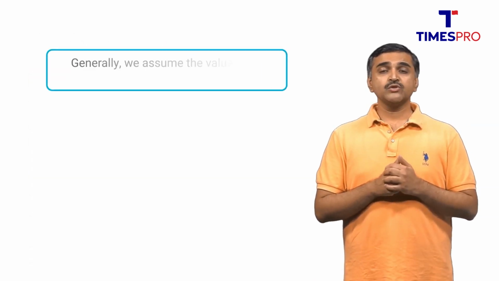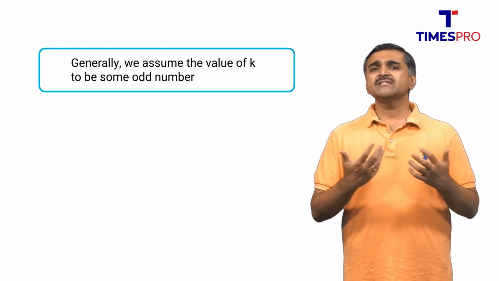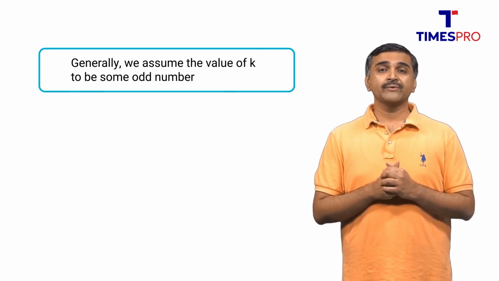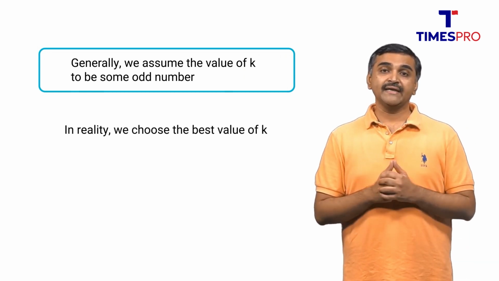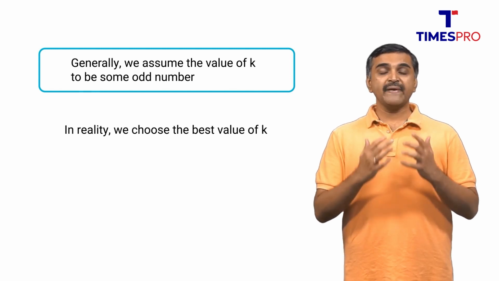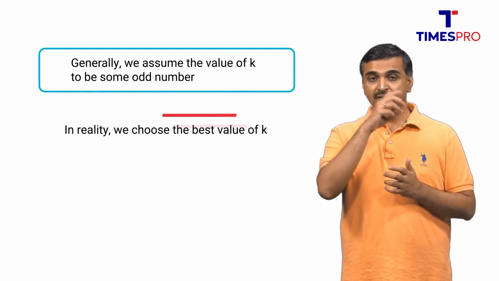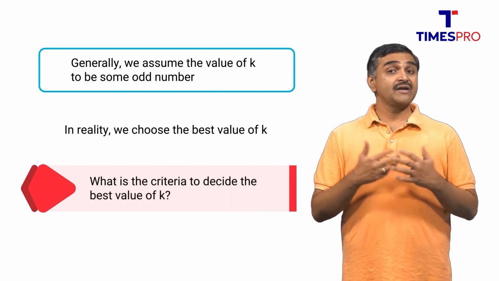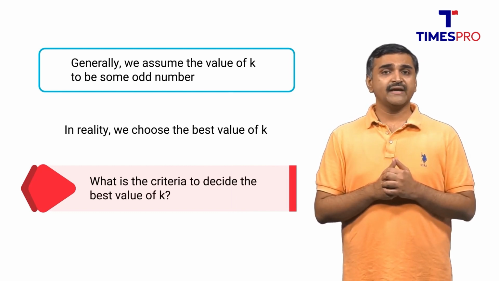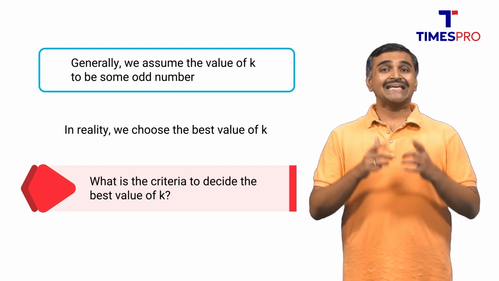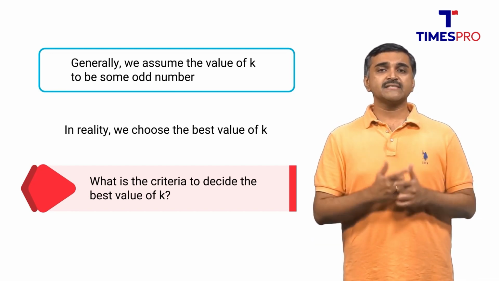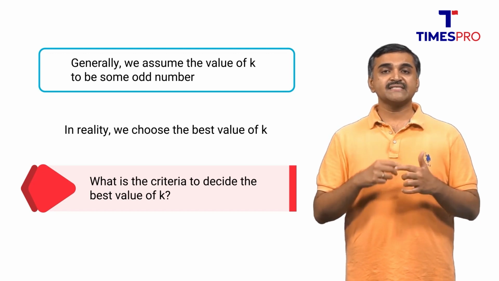Well, we assumed the value of k to be some odd number, but that's not what we are going to do in reality. We are going to choose the best value of k. So how do we decide the best value of k? There are different criteria for doing that. We are going to choose the right value of k which makes the best prediction on the test set.